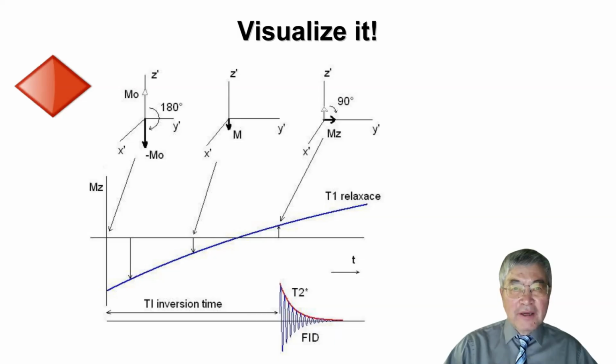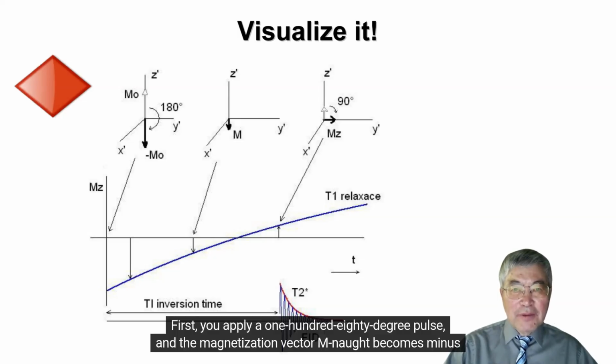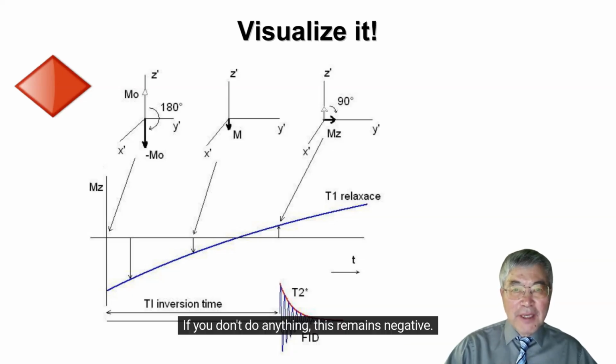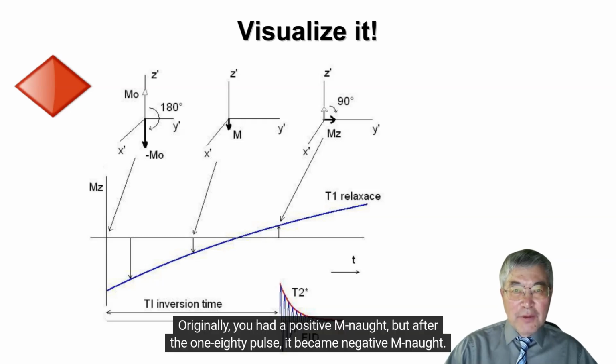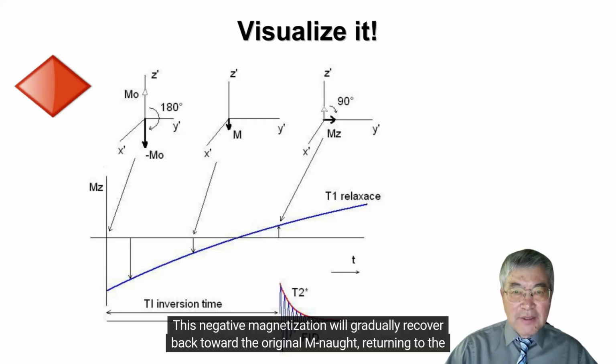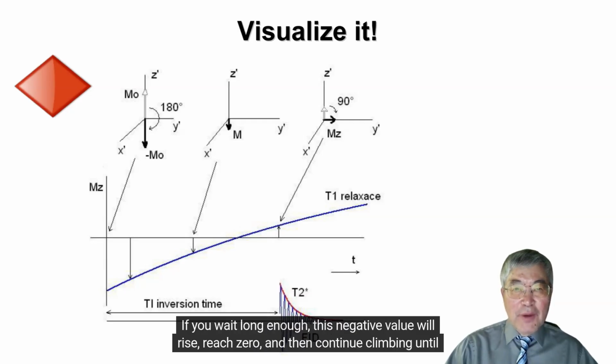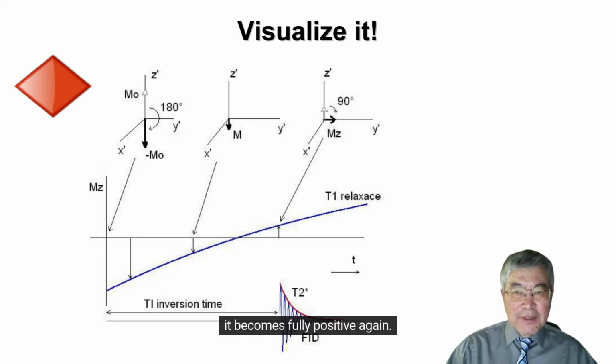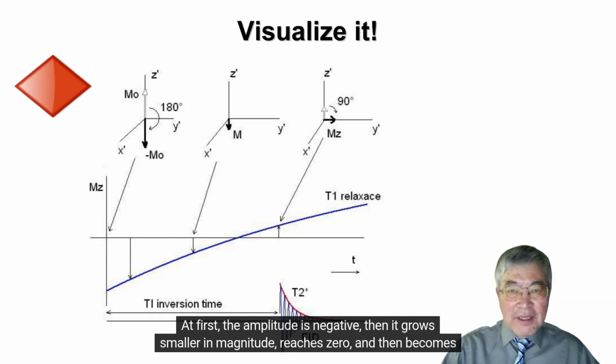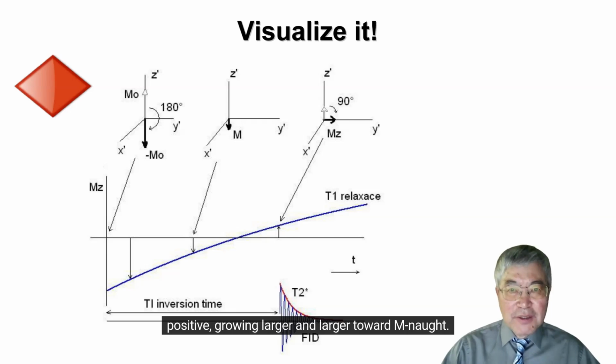Let's review carefully. First, you apply a 180-degree pulse, and the magnetization vector m0 becomes minus m0. If you don't do anything, this remains negative. Originally, you had a positive m0, but after the 180 pulse, it became negative m0. This negative magnetization will gradually recover back toward the original m0, returning to the normal stable equilibrium. If you wait long enough, this negative value will rise, reach zero, and then continue climbing until it becomes fully positive again. So it all depends on tau, the delay. At first, the amplitude is negative, then it grows smaller in magnitude, reaches zero, and then becomes positive, growing larger and larger toward m0.